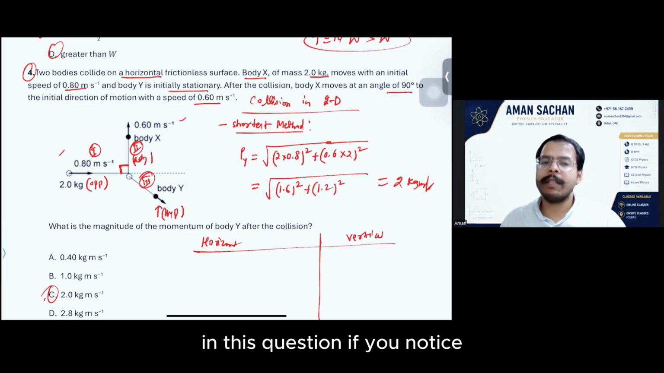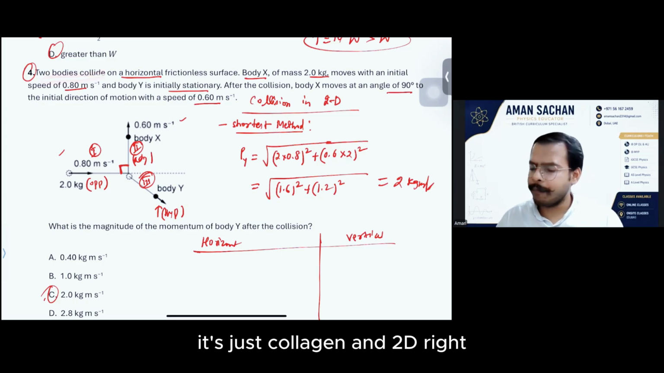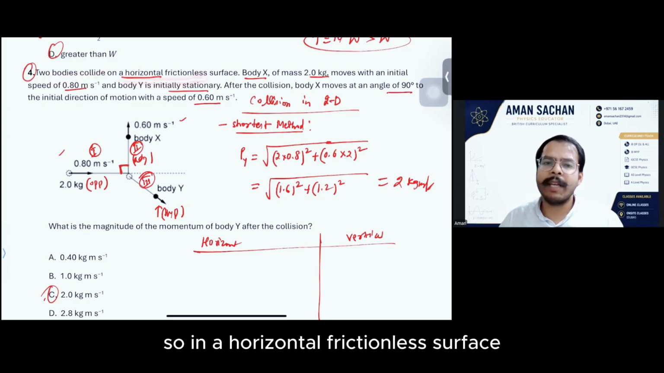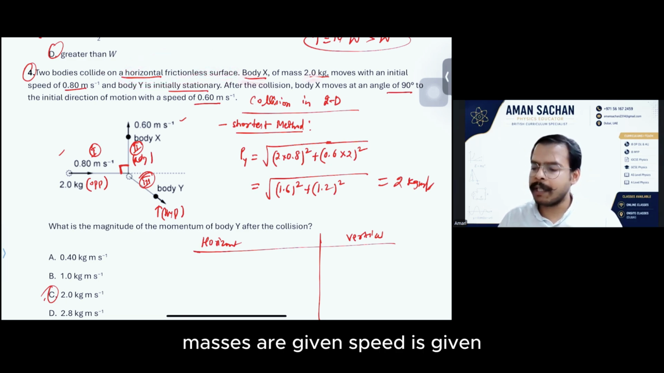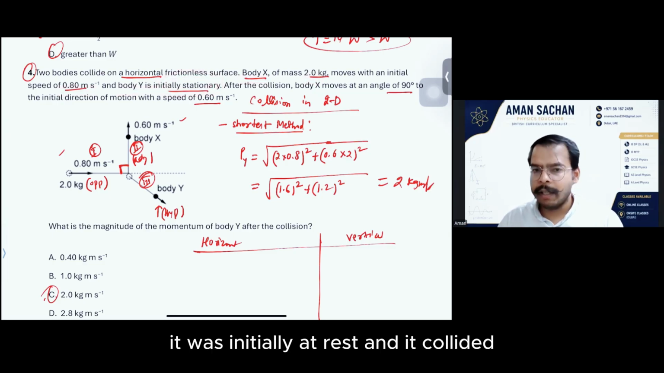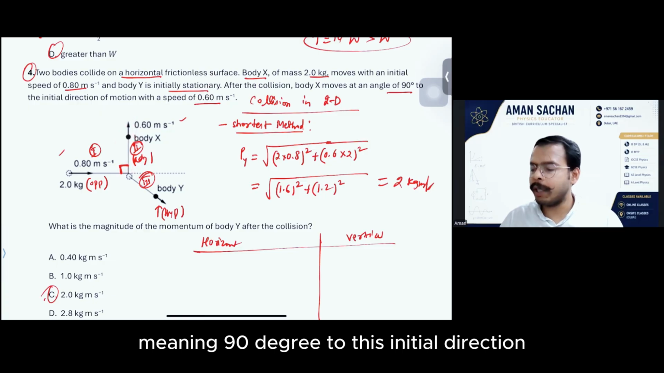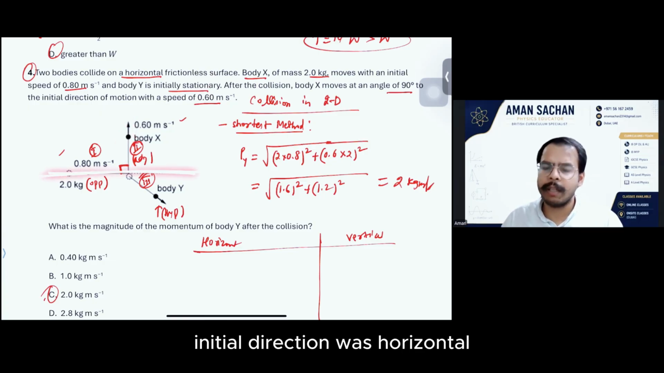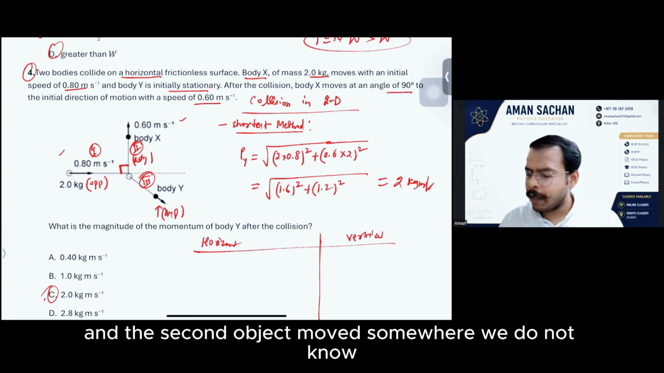Now, in this question, if you notice, they have given two bodies, it's just a collision in 2D, right? So, on a horizontal frictionless surface, meaning no energy loss is happening due to friction. For body X, the mass and speed are given, and body Y was initially at rest and it collided. After the collision, body X moved vertically, meaning 90 degrees to its initial direction. The initial direction was horizontal, so basically it went upward vertically. And the second object moves somewhere we do not know.